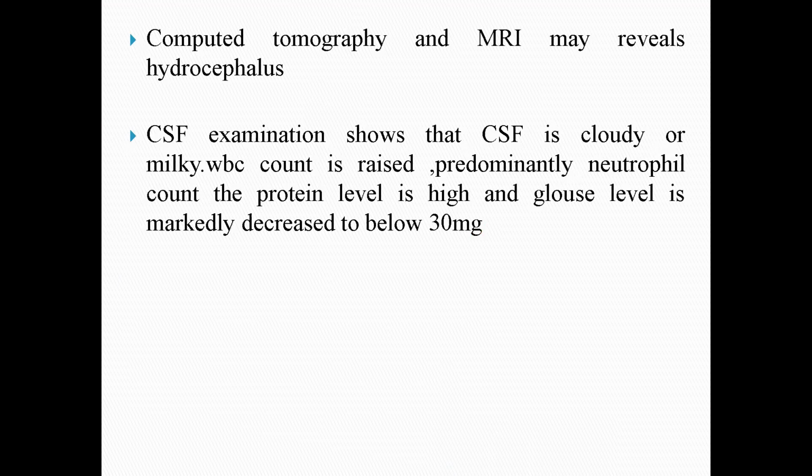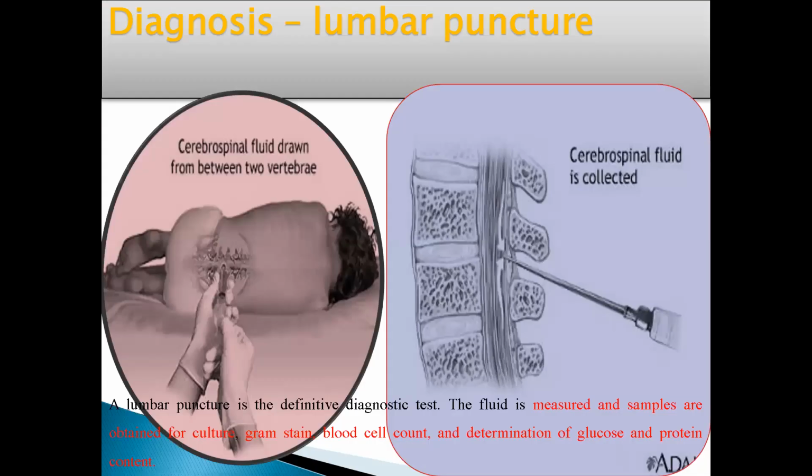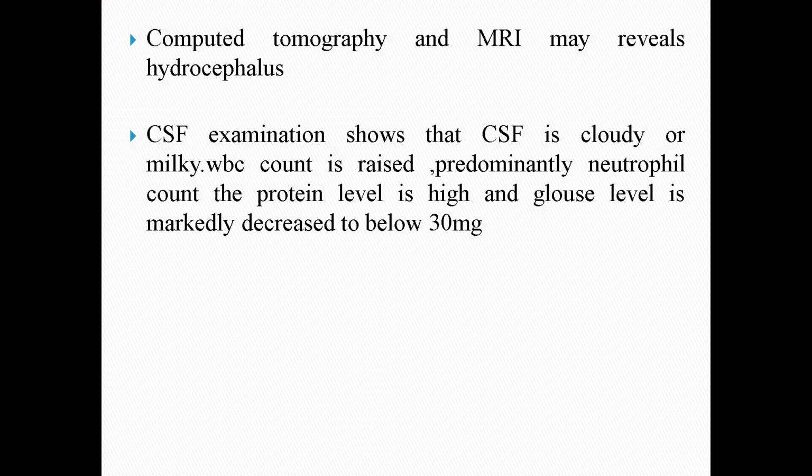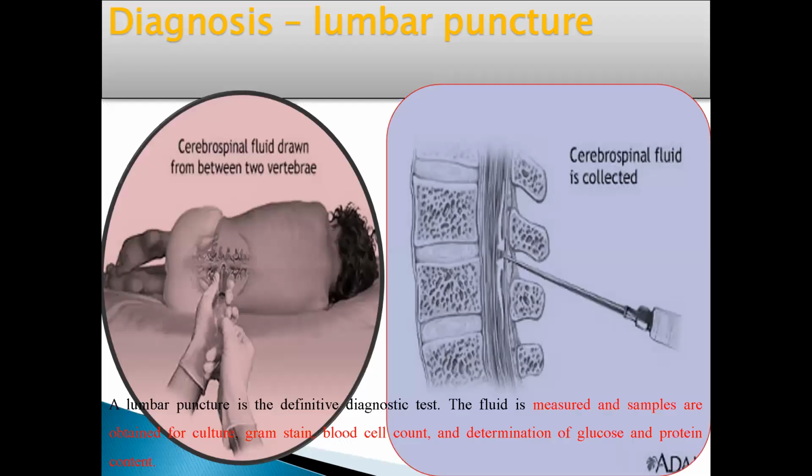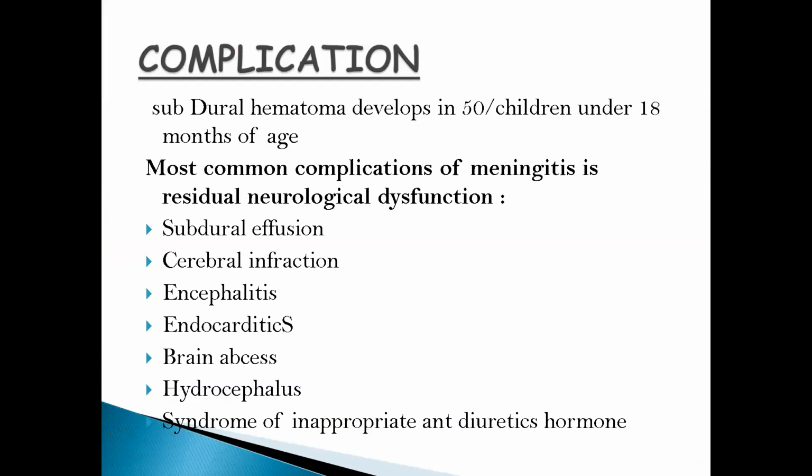And the computed tomography and MRI may reveal the hydrocephalus, and CSF examination shows that the WBC count is raised, predominantly neutrophils, the protein level is high, and the glucose level is markedly decreased to below 30 mg. So here you can see how they are going to rule out these conditions.